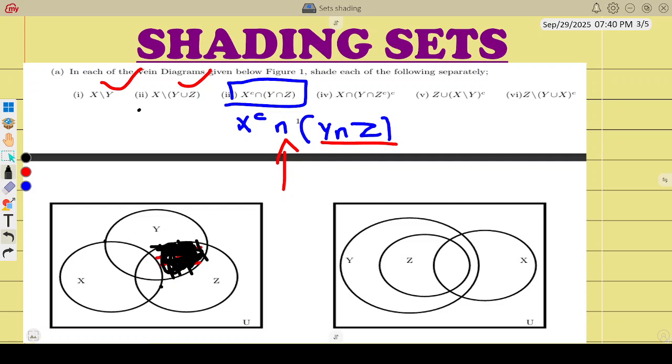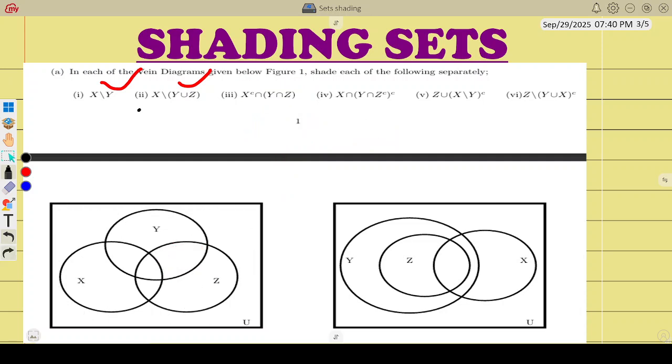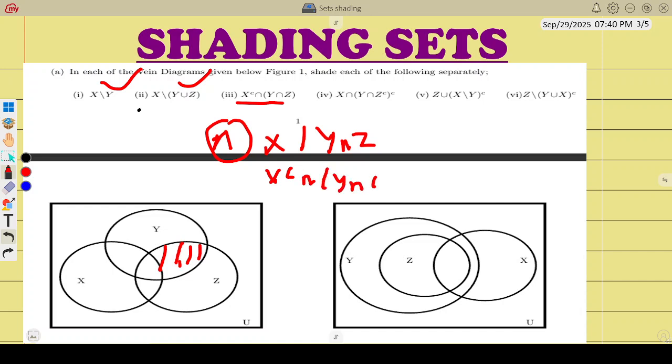So we can progress. So let's go to the next one. So still on this one. So remember, this is a tutorial sheet. In an exam, usually it can just be a multiple choice, like they give you a shading, and then they start giving you options like, what shading is this? A, is this x minus y intersection z? Is this x complement intersection y intersection z? These two are different. So this is how multiple choice questions come.